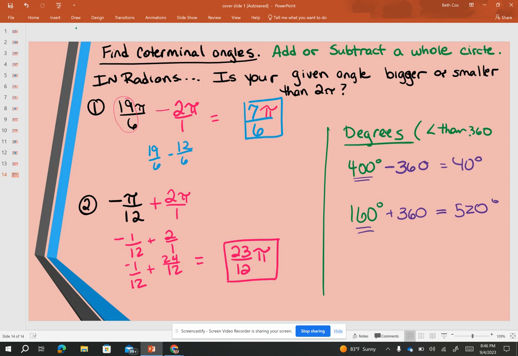Learning how to work with radians takes time. Give yourself time and be patient with it. It's just math, y'all. You can do it.